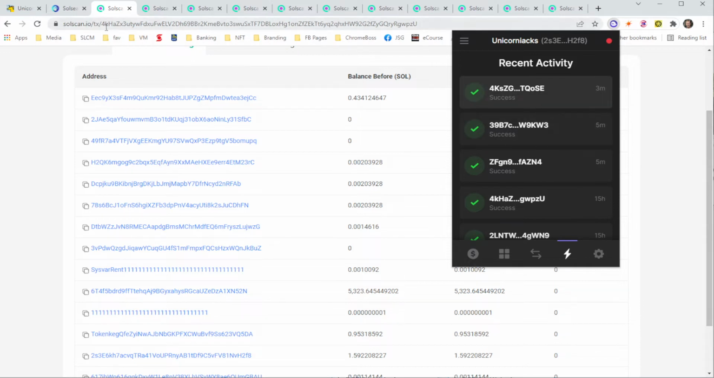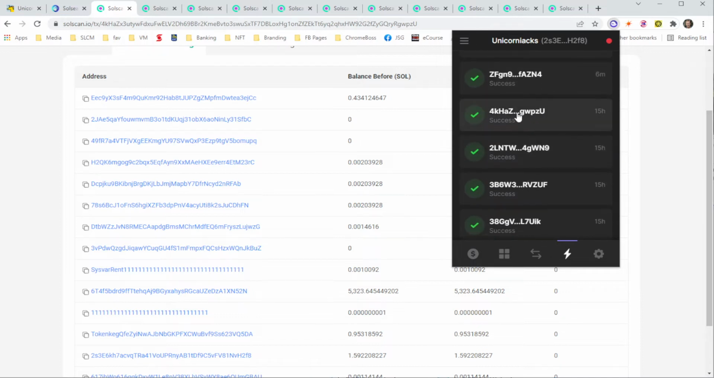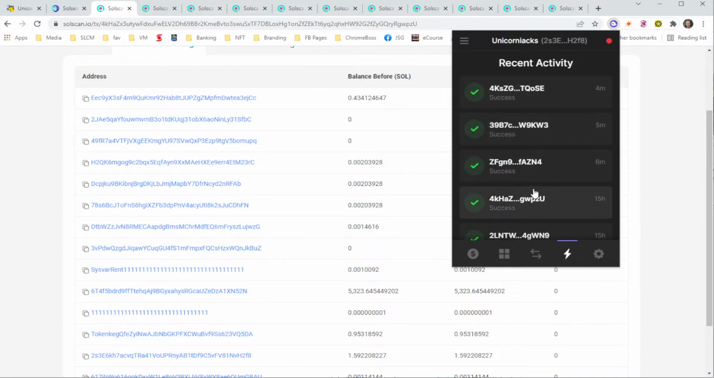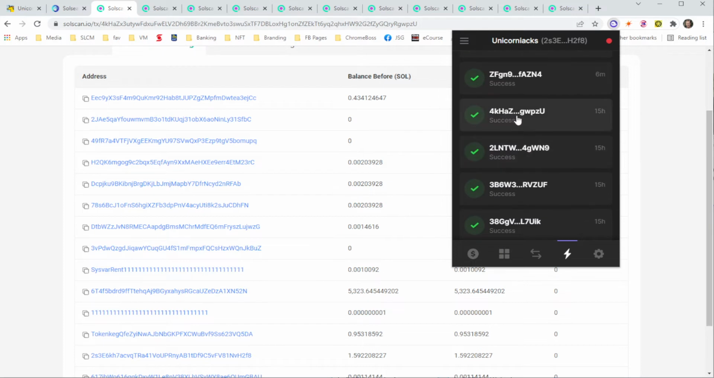As you can see right here, it says 4KHAZX, which is 4KSZG. Actually, that's not the one, I guess. Oh right, I did some more. This was over here, because these are 3 new listings I just did now. So here's the one that is right there. This is that one there. The next tab will be 2L and T something, so they're in that sequence.